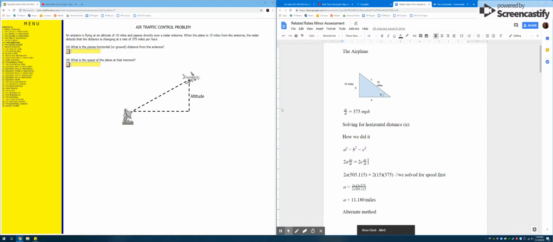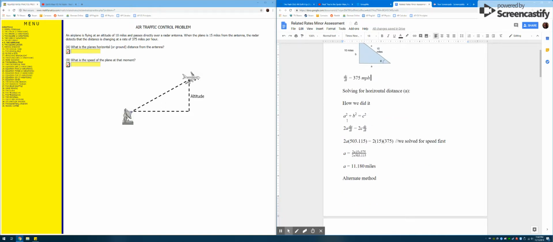Alright, so for the airplane problem, we are given an altitude of 10 miles when the plane is 15 miles from the antenna with a changing rate of 375 miles per hour. Right here we have our changing rate of 375 miles per hour, which we're going to label dc over dt since that is the c side of the triangle.